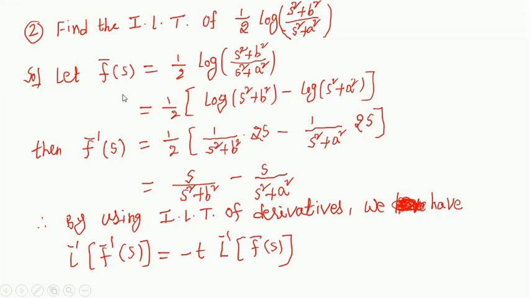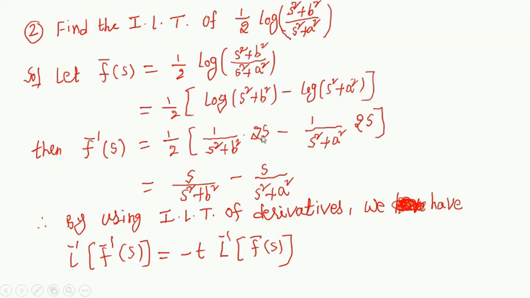Now I can differentiate f bar of s with respect to s. Then what happens? F dash of s is equal to 1 by 2 into, what is the derivative of log of s square plus b square? This is of the form log x. Log x derivative is 1 by x, means 1 by s square plus b square. But it is not only s, so that's why again we have to differentiate the inside value with respect to s. So what is the inside value? S square plus b square.